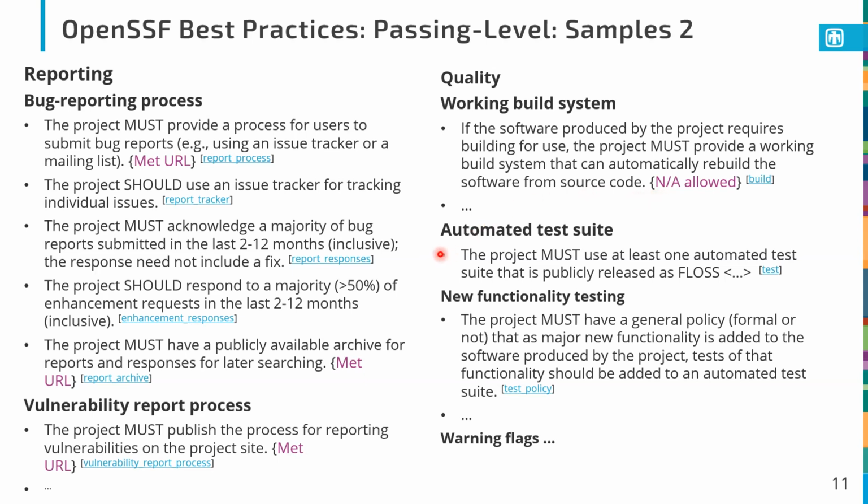The project must have at least one automated test suite that's publicly available as open source software. And for new functionality, there must be a general policy that as new functionality is added, that functionality gets tested. Well, this kind of squishy term here, that the tests for that functionality should be added to the automated test suite. It doesn't say that it has to be, which is kind of interesting.